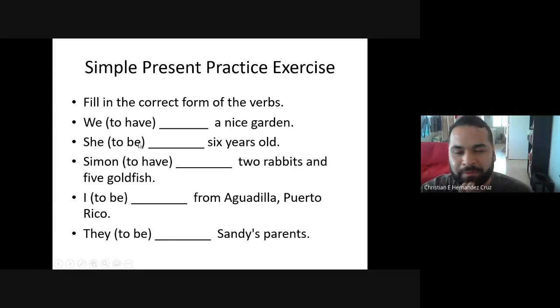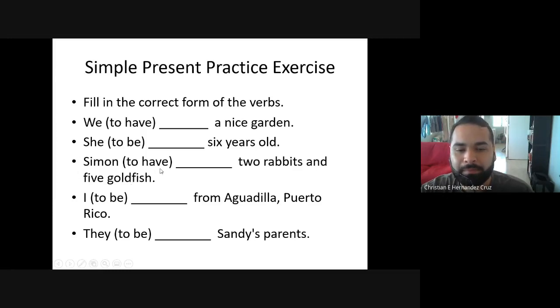I heard a male voice. I don't know what you said. She is 6 years old is good, but then somebody else spoke at the same time. No sé quién era y no sé qué dijo. Okay, anyways, is fine. Is perfect.